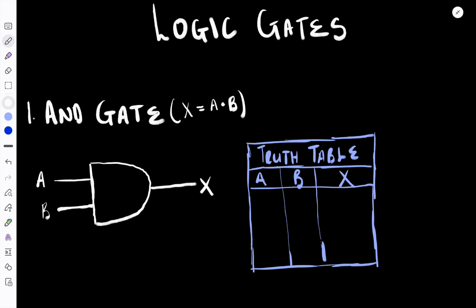Now, what are the different combinations? You can have 0, 0. You can have 0, 1. You can have 1, 0. And you can have 1, 1. These are the 4 different input combinations. Okay? You must remember. Now, what does it do?